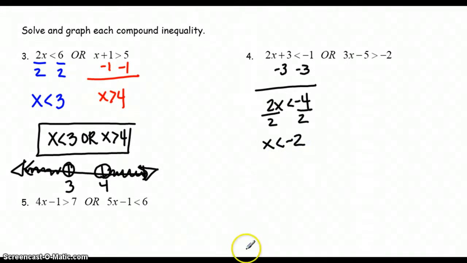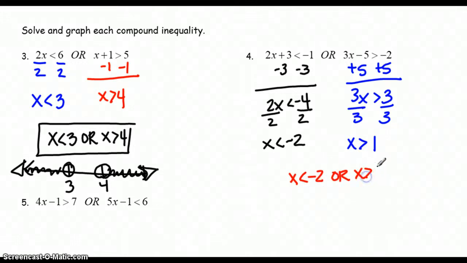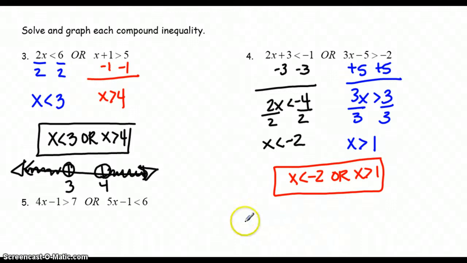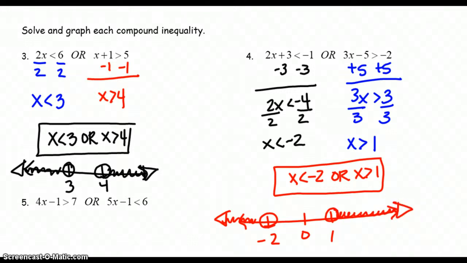Now we're going to do the other side. Add 5 to both sides. We get 3x is greater than 3. Divide both sides by 3, and we get x is greater than 1. So the solution is that x is less than -2, or it's greater than 1. And if we go ahead and graph that on our number line, here's 0, here's 1, here's -2. We want values going to the left of -2, and we want values going to the right of 1.